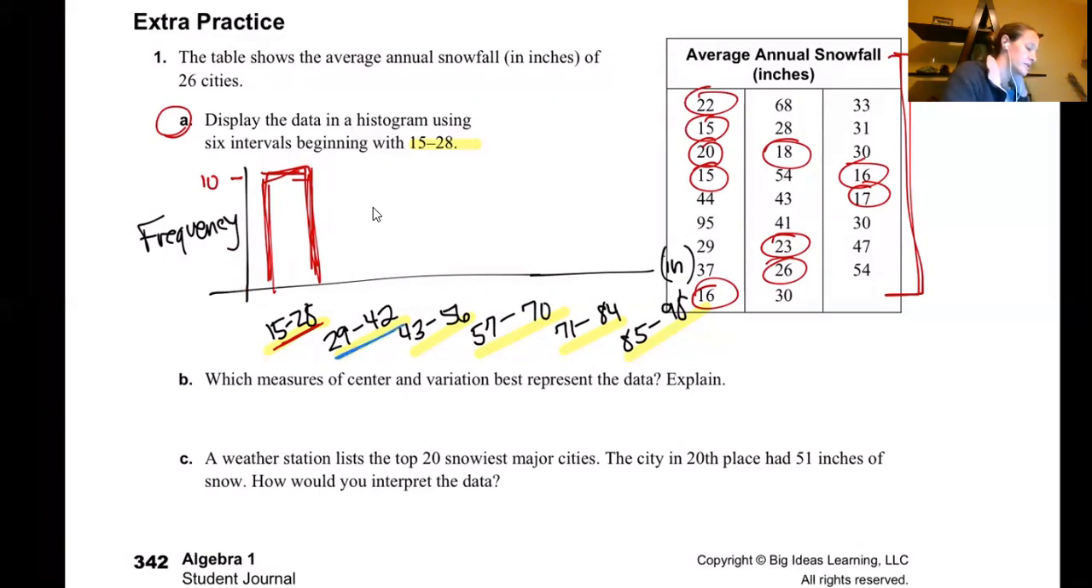So 29 to 42. Well, okay, that is 29. That counts. To 42, well, 37's in there. So is 30. So is 41, not 43. Where was I at? 29 to 42.